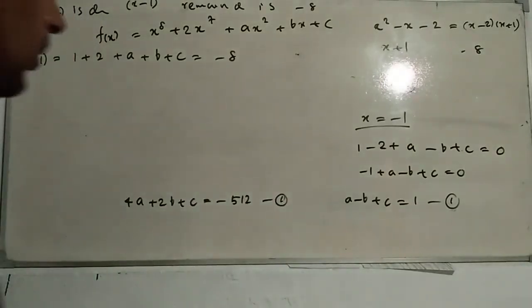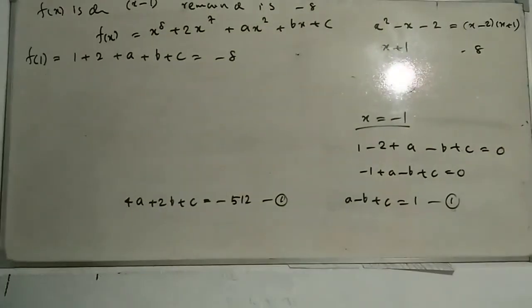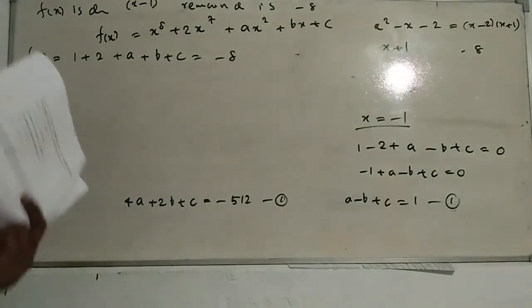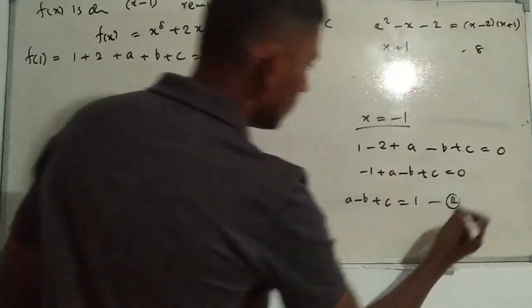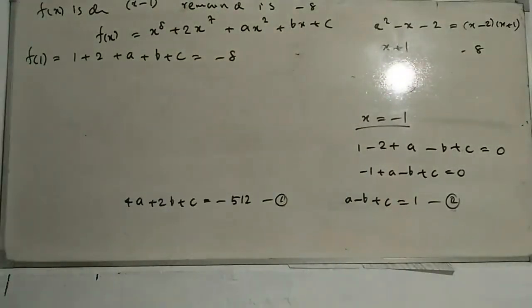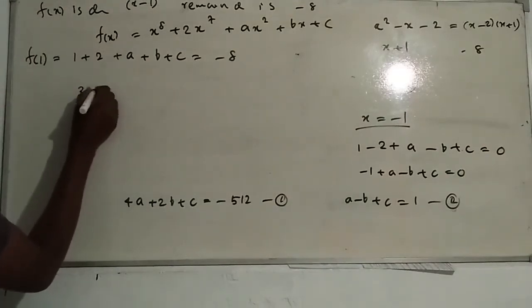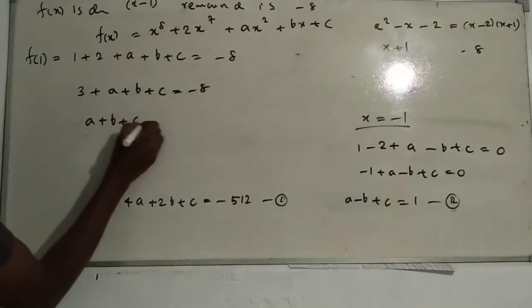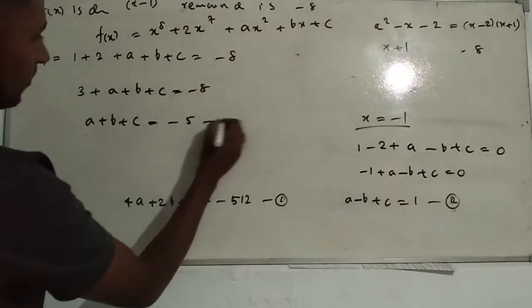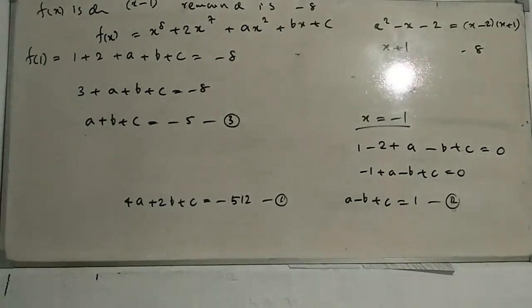So you know that there are three unknown terms: a, b and c. At least we want three equations to find a, b and c, right? I already found two equations. Now I have to find another one. So this is my third one, right? I can write 3 plus a plus b plus c is equal to minus 6. That means a plus b plus c is equal to minus 5. This is my third equation. By solving these three equations, I can find the values of a, b and c.